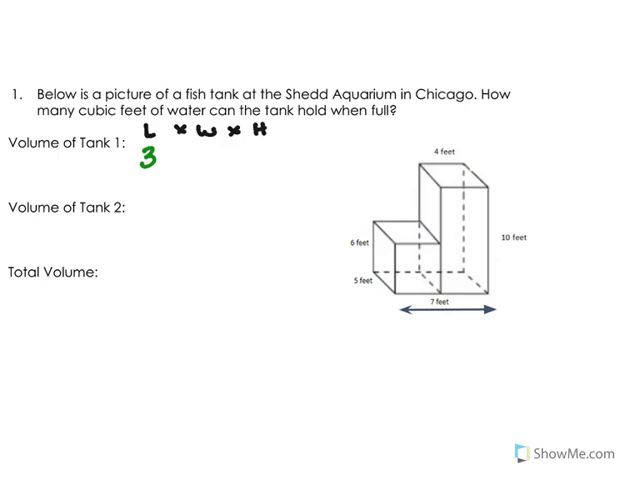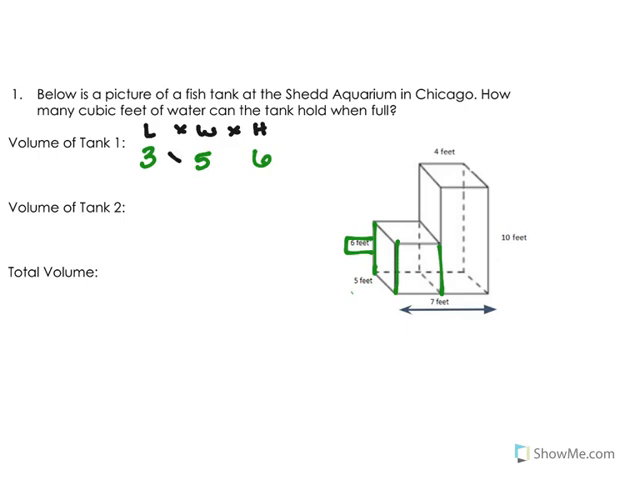Next, I need to find the width. I know width is front to back. Here's a width, here's a width, and here's a width. The width is 5 feet. It was labeled, so I'm going to plug in the number 5. Last one I need to find is height. Height is from top to bottom. I can see the height is here, here, and here, and it's been labeled as 6 feet.